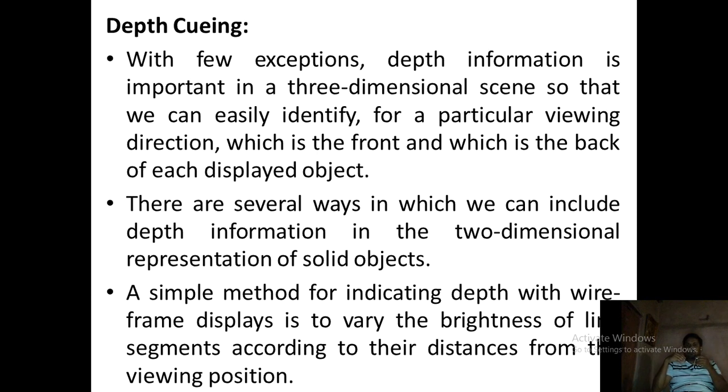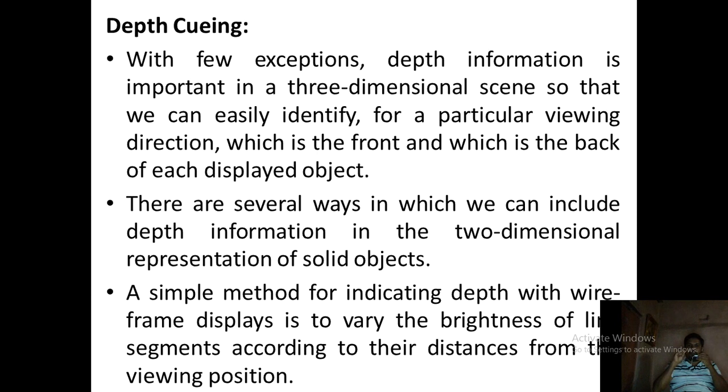With a few exceptions, depth information is important in the 3-dimensional scene. In a 2-dimensional scene, this was not there, because there was no depth, right? When you are using a 3-dimensional scene, you have to feel that the object you have drawn in 2-dimensional was actually 3-dimensional, but you are going to draw it on 2-dimensional, and it has to feel like a 3-dimensional object you have drawn on the monitor. For that reason we have to use depth queuing.